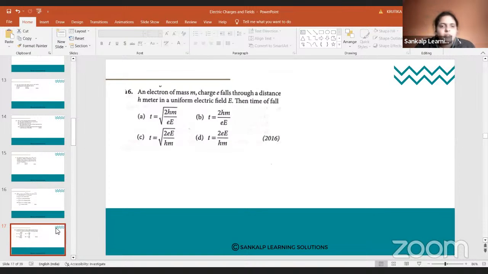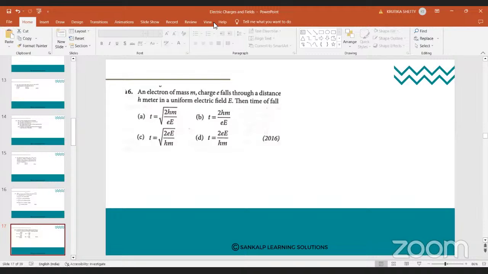Yes. So the next question is: an electron of mass m, charge e, falls through a distance h meter in a uniform electric field E, then the time of fall is. So you have t is equal to. So the time of fall has to be calculated. How to calculate the time of fall?